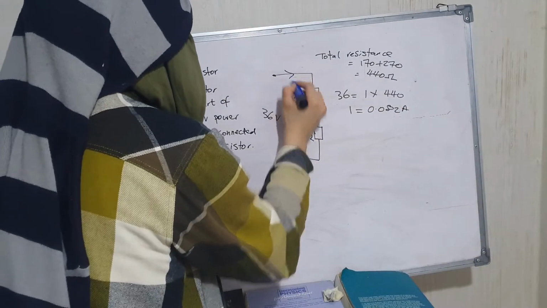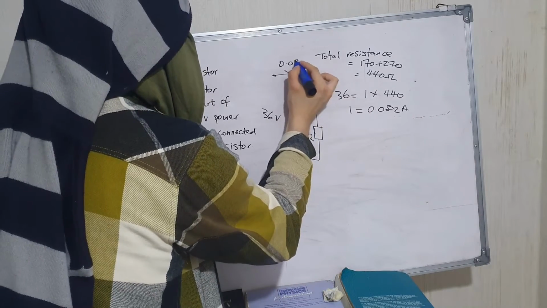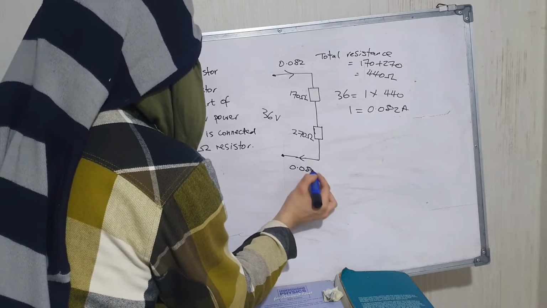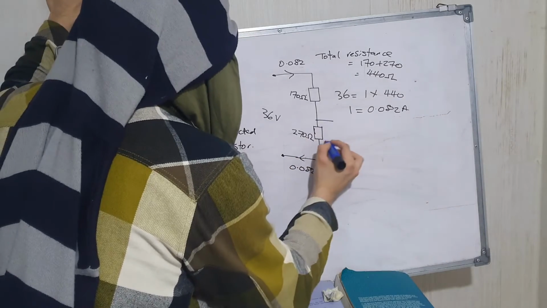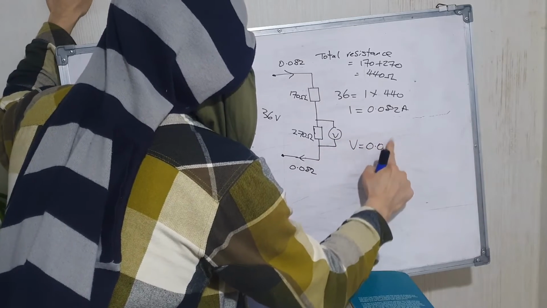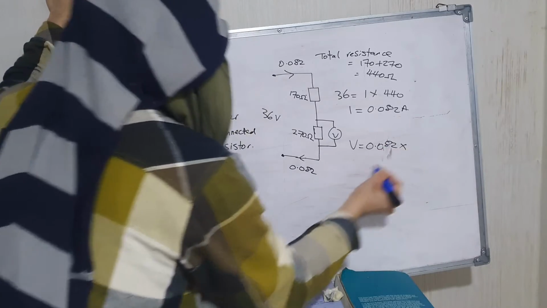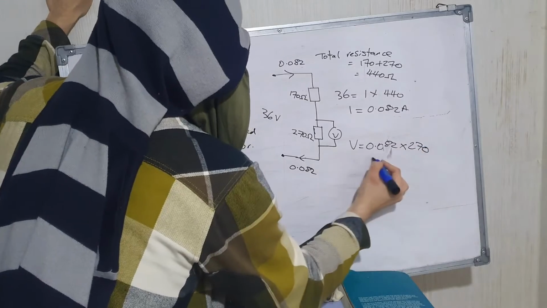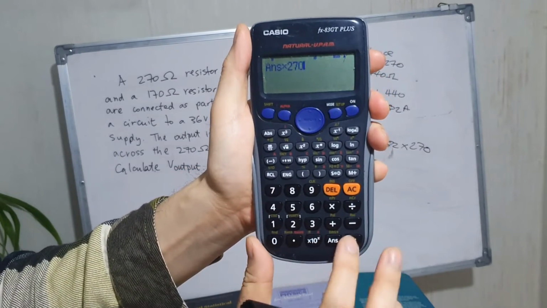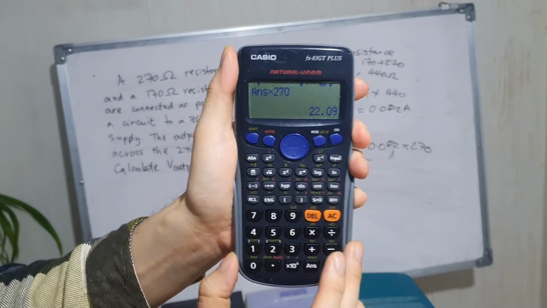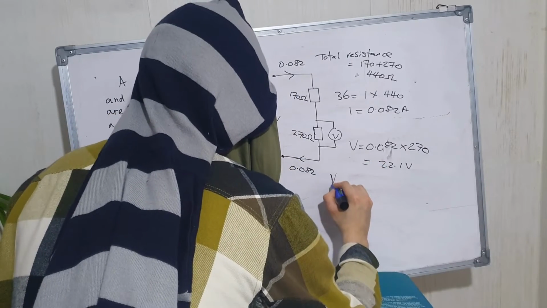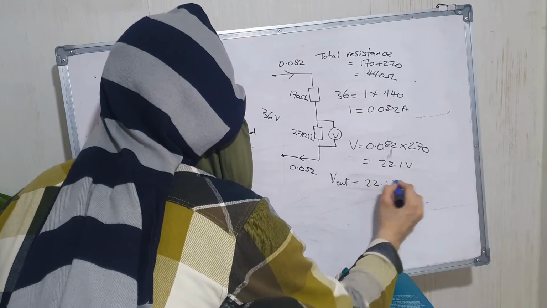Once we've got the current, so now that's roughly 0.082. This is also, oh, it's going this direction. So this one is also 0.082. We could individually work this out. So if we have a voltmeter across here, V is equal to 0.082 times 270. So I've just kept the answer in there, and if I multiply that by 270, I get 22.1 to one decimal place. So V out is equal to 22.1 volts.